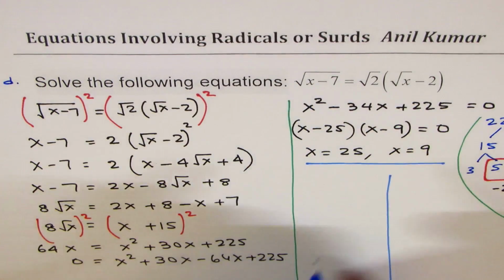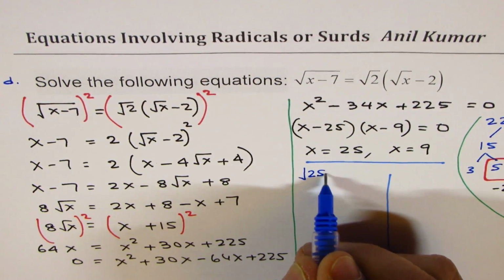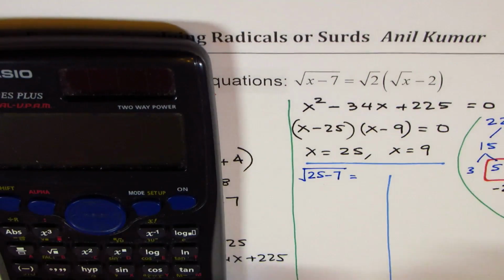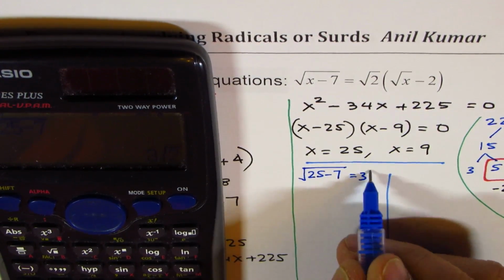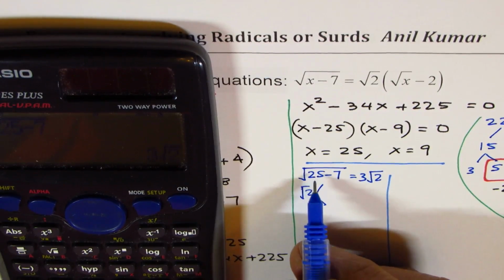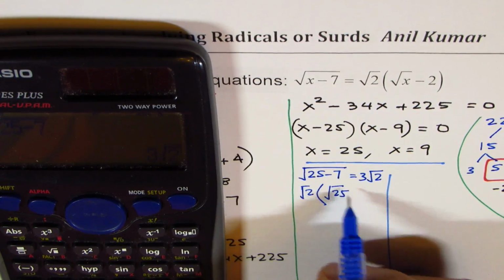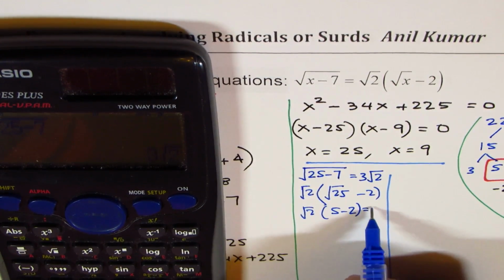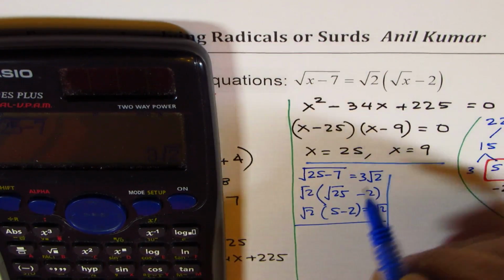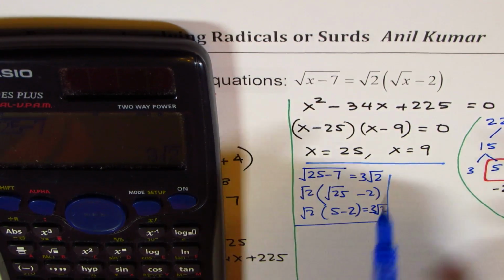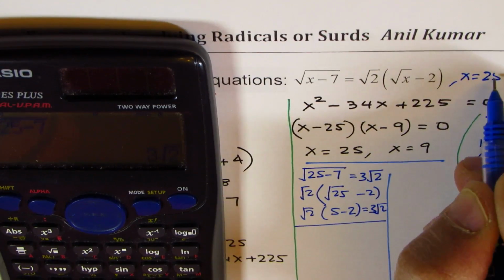If I substitute 25 here, I get square root of 25 minus 7, which is how much? So let's use the calculator. Okay, so we have square root of 25 minus 7, which equals 3 square root 2. And on the right side, we have square root of 2 times square root of 25 minus 2, which is square root of 2 times 5 minus 2, which is also 3 square root 2, right? So that is perfect. So this 25 works. So we have x equals 25 as one of the solutions.